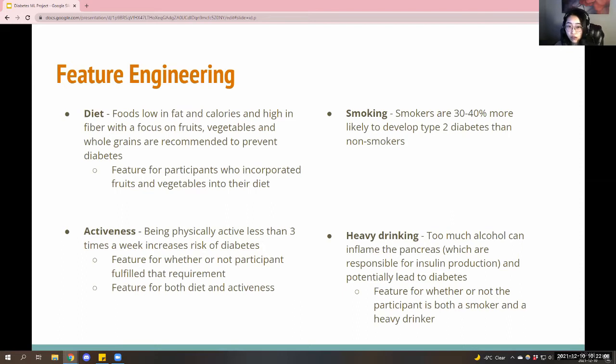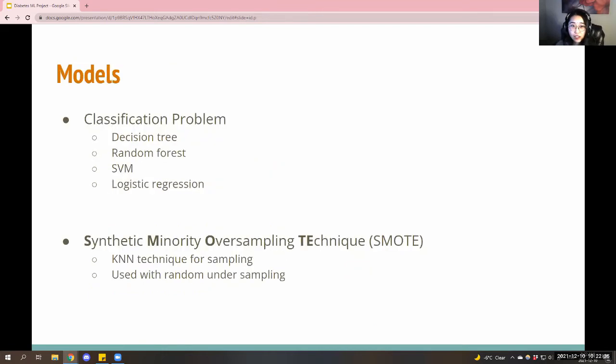From that, I also created a feature to determine if they are both active and eating healthy. Smokers are 30 to 40% more likely to develop diabetes, and excessive drinking also contributes to diabetes, so I created a feature to identify if a participant is both a smoker and a heavy drinker. Afterwards, I ran a few baseline models of these features and removed whatever scored low. And one of them, unfortunately, was smoking and heavy drinking.